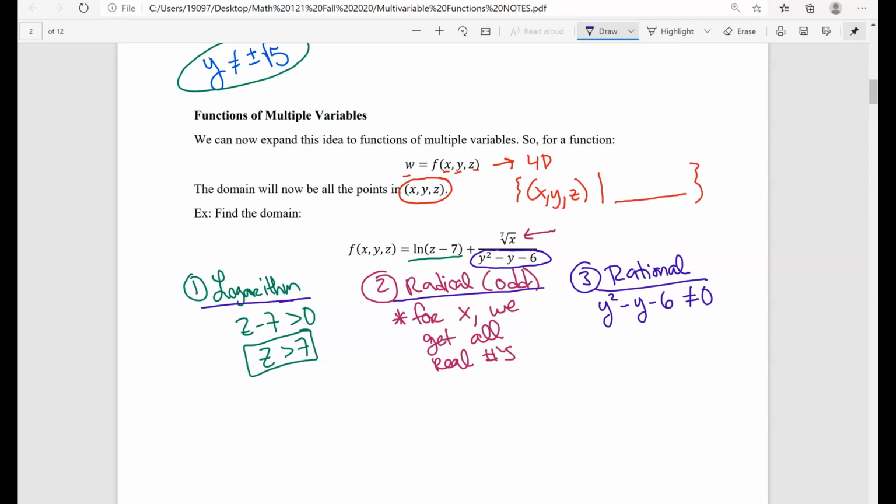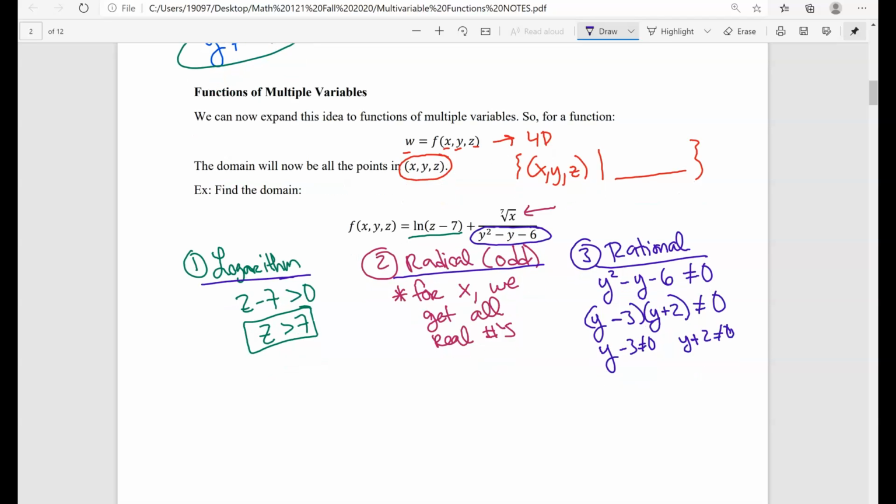So one way that I can do this is factor. So I get y minus 3 and y plus 2. Okay, and you can see that the way that this can work is if this guy is negative and this guy is positive. So we get that y minus 3 is not equal to 0, and y plus 2 is not equal to 0. So we get that y cannot be 3 and y cannot be -2.